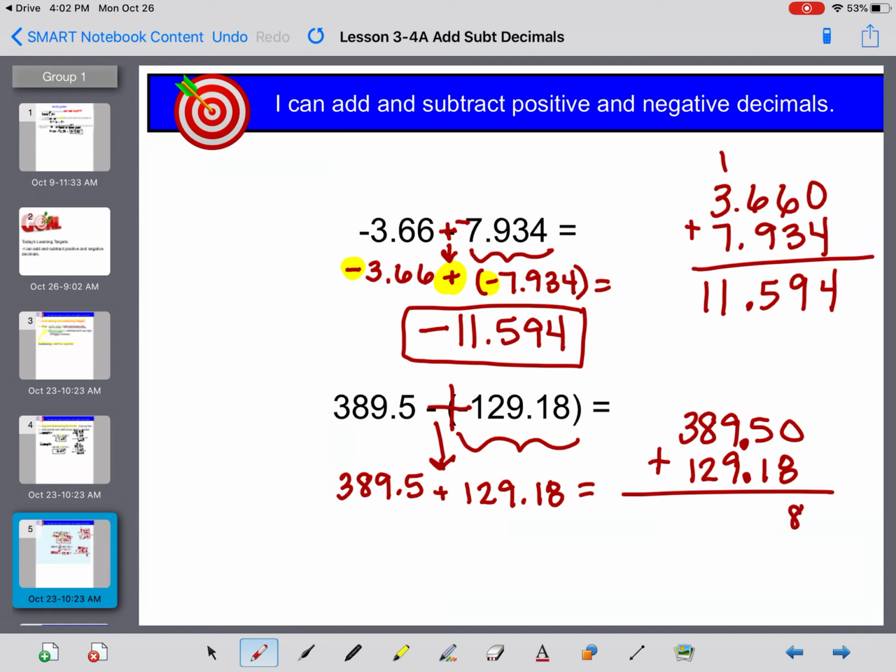And now I add. 8 plus 0 is 8. 5 plus 1 is 6. 9 plus 9 is 18. 8 plus 2 plus 1 is 11. 3 plus 1 plus 1 is 5. And both of these numbers are positive, so my answer maintains positive. 518 and 68 hundredths.